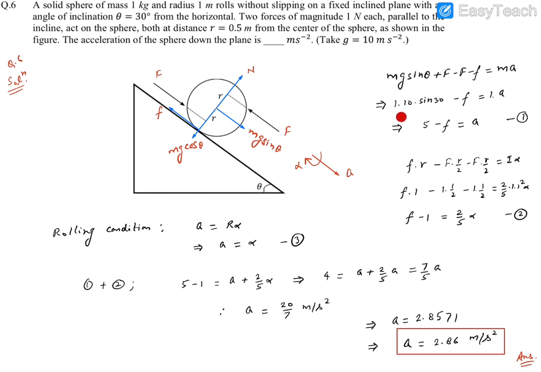These two get cancelled out. So m is 1, g is 10, sin 30 we can use, so that turns out to be 5 minus small f is equal to, mass is 1, so that's a. So that's one equation.